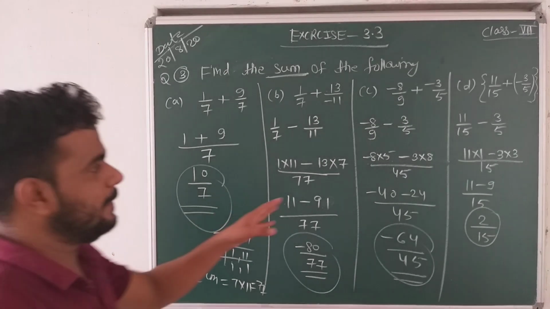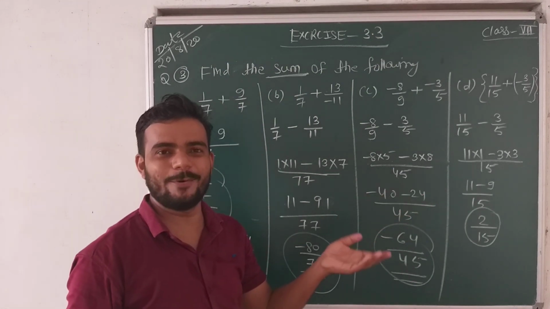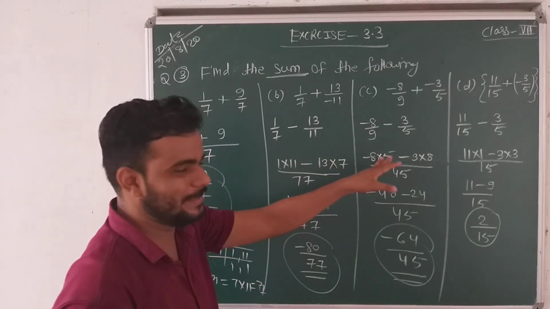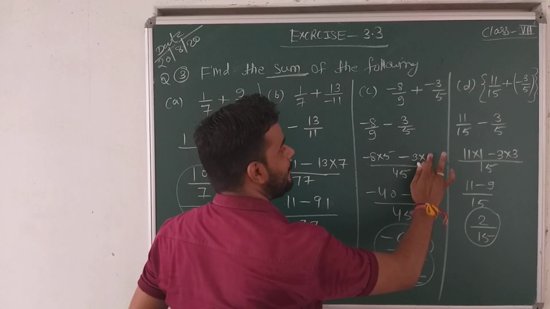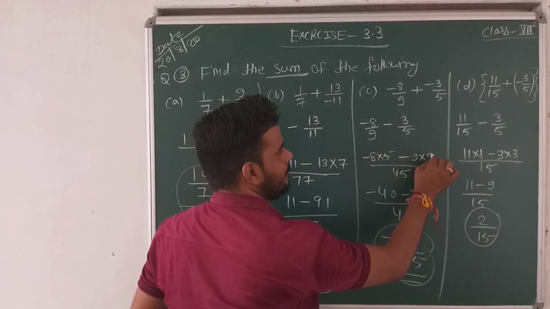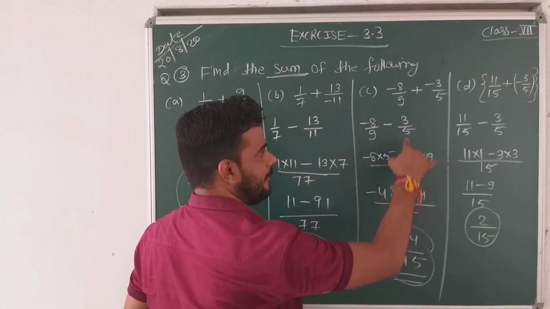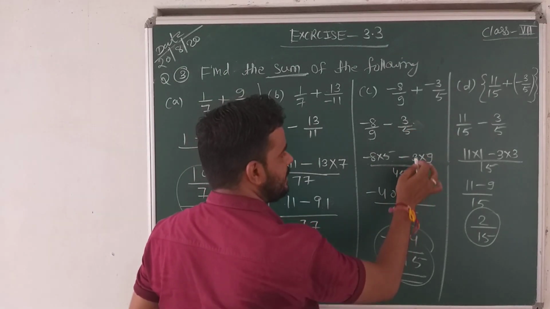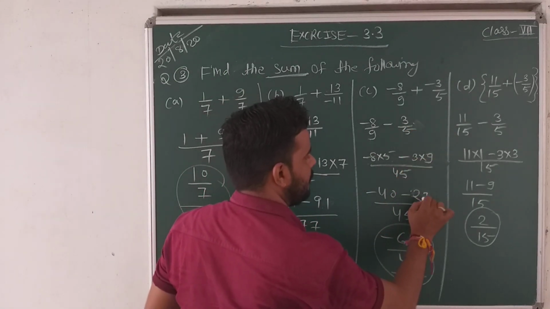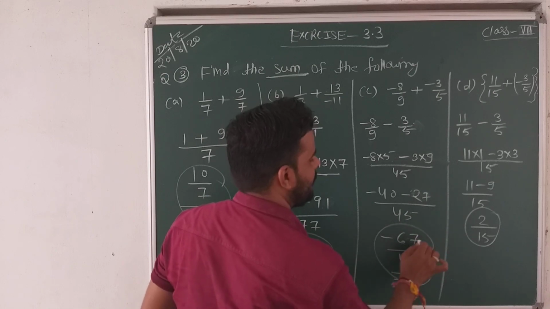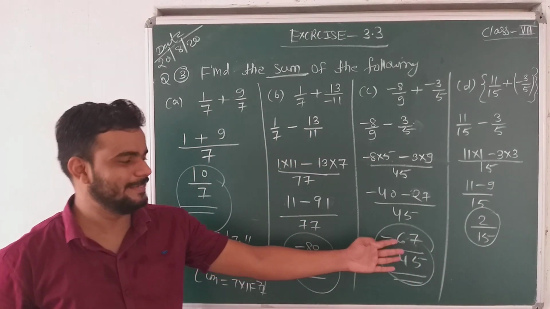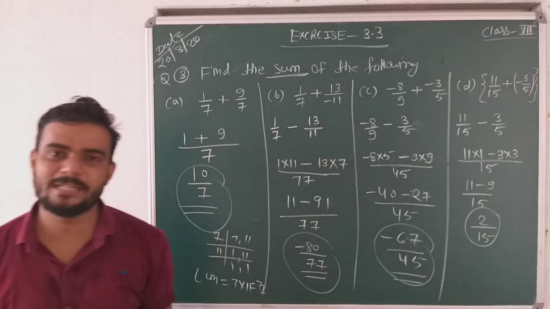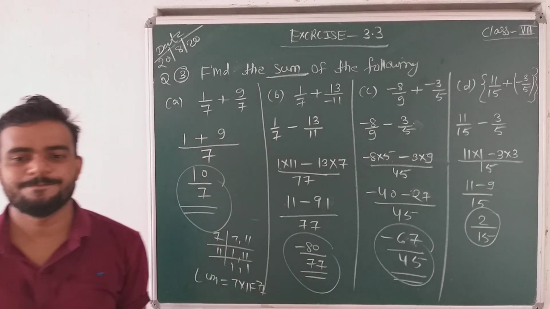Okay, sir, one mistake has happened. One mistake by mistake happened. Here we have to multiply by 9, because to make 45 we have to multiply 5 into 9. So multiply by 9, 9 threes are 27. So the answer is negative 67 by 45. Okay, this is a minor mistake. It can be possible.